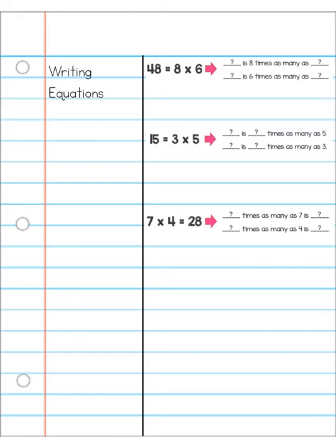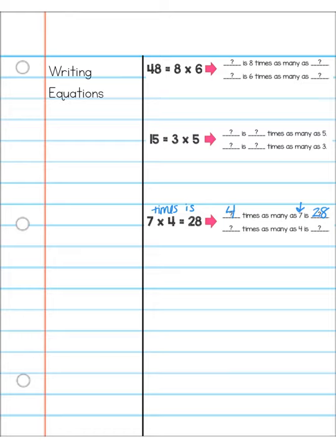The next equation says 7 times 4 equals 28. So 7 times 4 is 28. Now in this first one, it says blank times as many as 7 is blank. So I already have the 7. So I'm not going to put 7 in that blank, because I'm looking for how many equal groups of 7 would make 28. Well, it would take 4 equal groups of 7 to make 28.